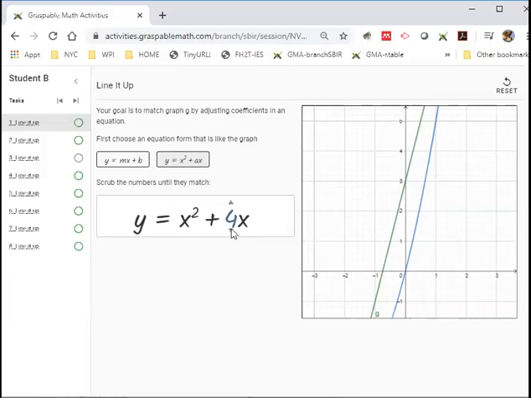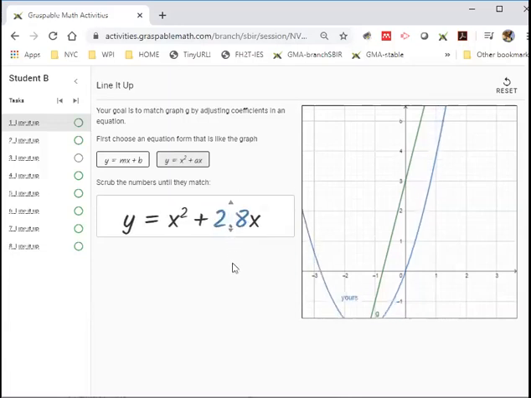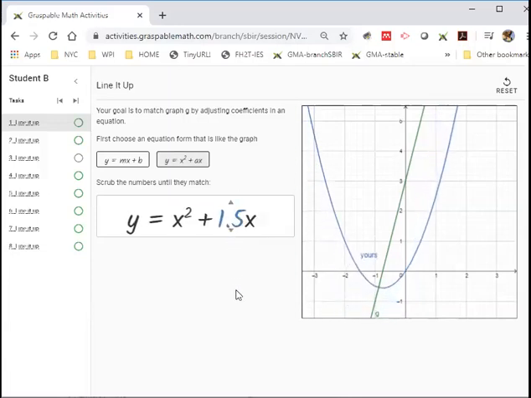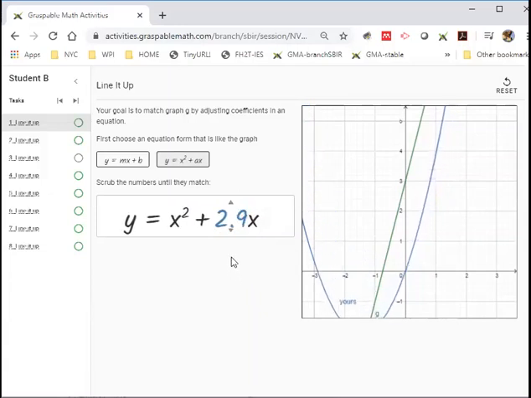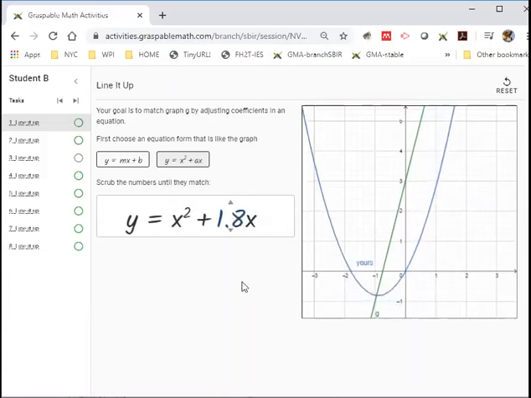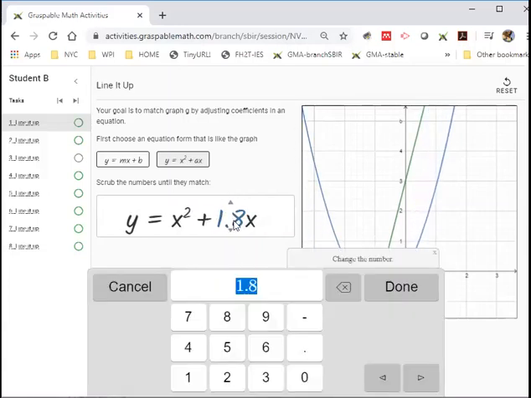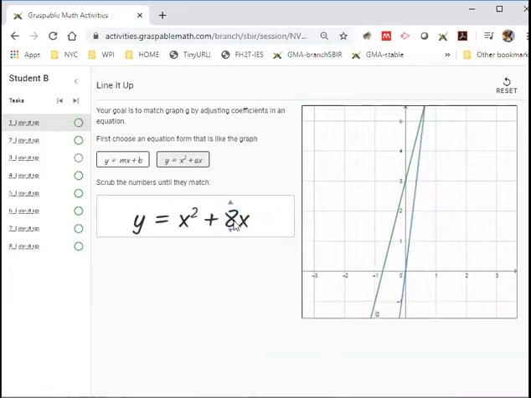If I click and hold, I can drag down with my mouse and the value of the coefficient decreases, or if I drag up, the value of the coefficient increases. I can also click on that number and a keypad shows up, and I can enter whatever value I like.